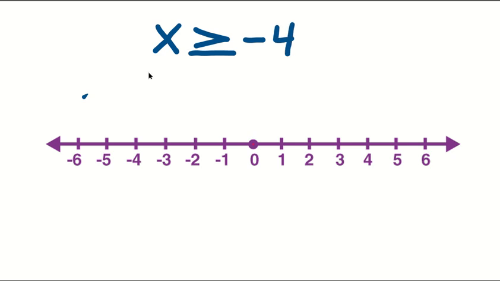Well, we need to go find -4 on the number line. So let's go ahead and do that. And we need to circle it, except this time, it's including -4 because it can be greater than or equal to. So we're going to go ahead and fill in -4. And then we're going to ask ourselves, is -3 greater than -4? Yes. Is -2 greater than -4? Yes. Is 0 greater than -4? Yes. Is 1, is 2, is 3, all the way up to infinity greater than -4? Yes. And so that's why we would do the arrow all the way to the right.